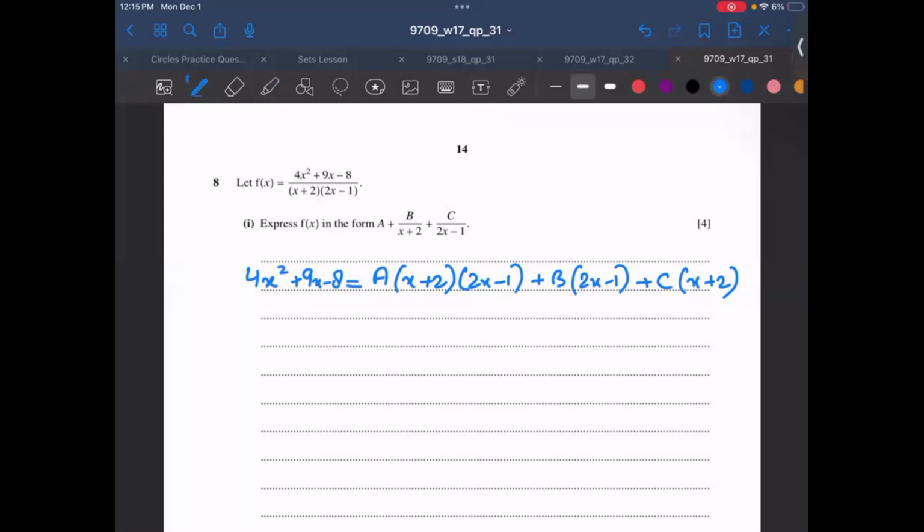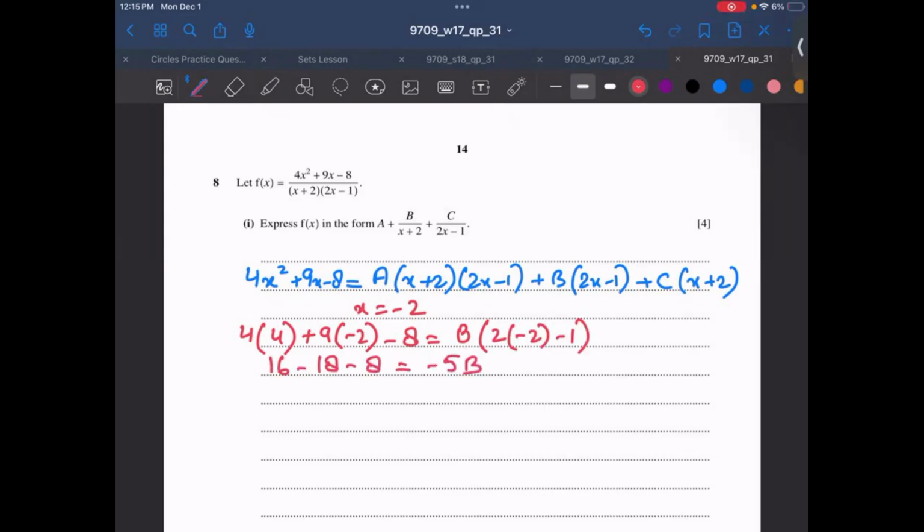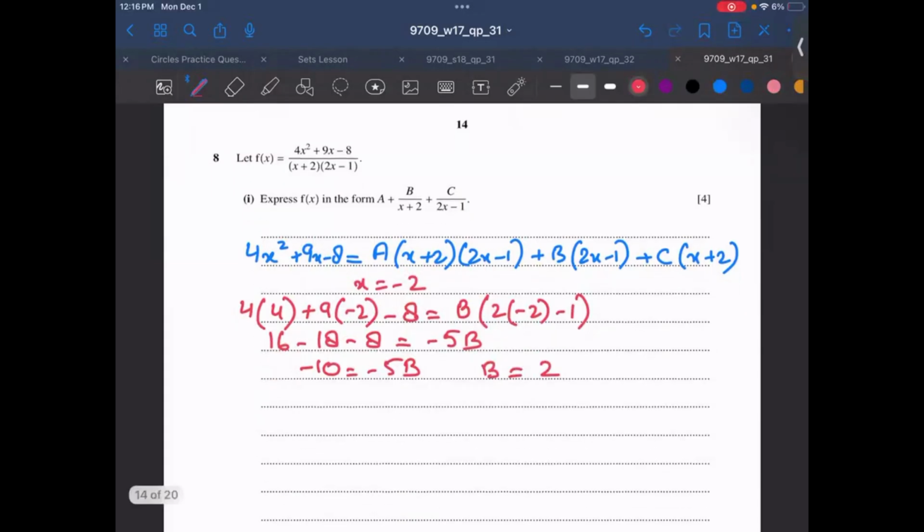Now, to find these values, we can start by assuming, let's say if we take x equals to minus 2, A and C values will cancel out. We'll get 4 into minus 2 square, which is 4, plus 9 times minus 2 minus 8 is equals to, so A and C cancel out, so we'll get B into 2 times minus 2 minus 1. So this is 16 minus 18 minus 8 is equals to minus 4 and minus 5b. So this will be minus 2 minus 8 will become minus 10 is equals to minus 5b. So b will be equals to positive 2.